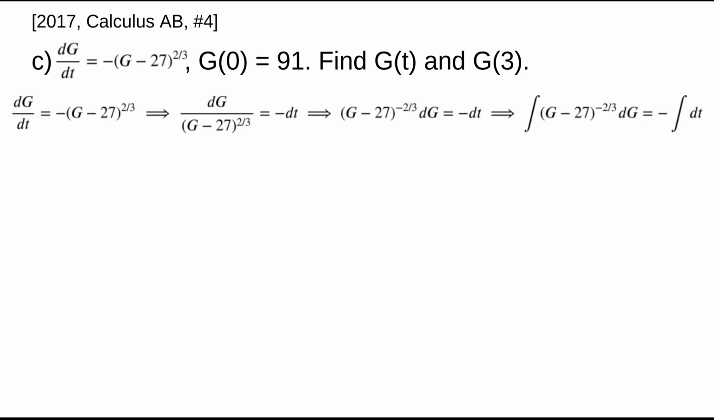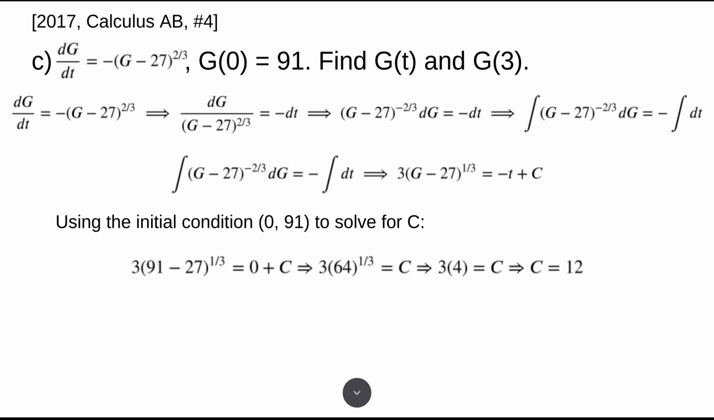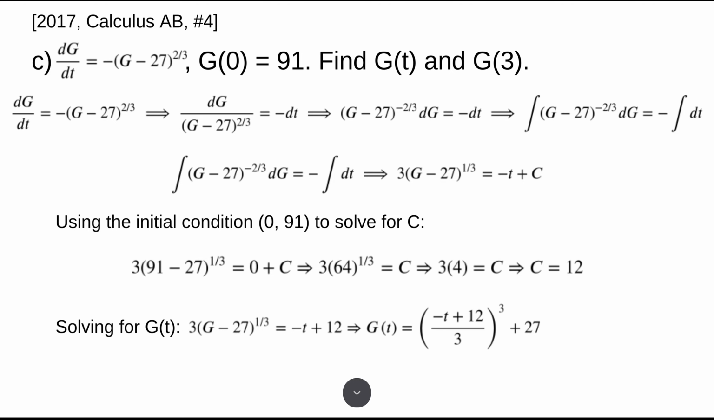Divide both sides by (g minus 27) to the 2/3, multiply both sides by dt, anti-differentiate both sides, and we get 3 times (g minus 27) to the 1/3 equals negative t plus C. Now we can use the initial condition that g of 0 equals 91 to solve for a specific value of C. If I plug in 91 for g and 0 for t, we get that C is equal to 12. This allows us to write the particular solution using C equals 12.